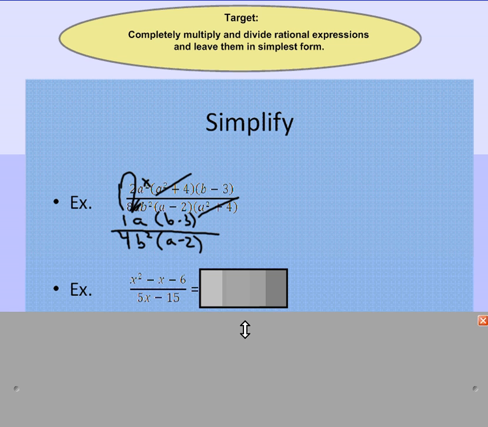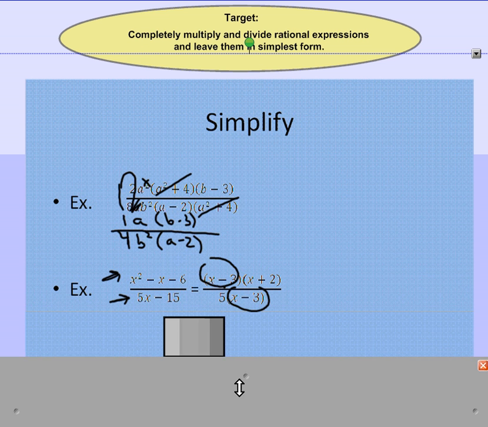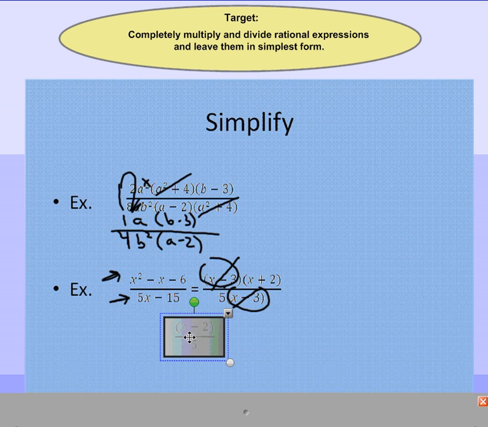In our second example here, we will be, again, simplifying, not multiplying yet. You should notice that the numerator is a trinomial that most likely factors, and the denominator has a common factor of 5. So that's what we want to do. We want to factor both the numerator and denominator. So that's what's being done in this step. The numerator is being factored into x minus 3 times x plus 2, and the denominator is being factored into 5 times x minus 3. Now what you should see is a common grouping of x minus 3. With that common grouping of x minus 3, those cancel each other out, and your final answer is x plus 2 over 5.